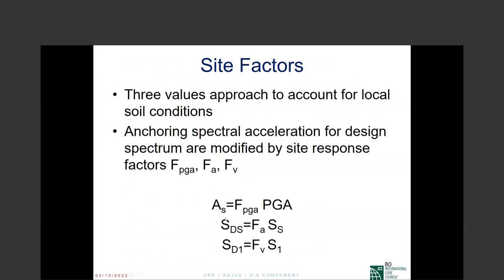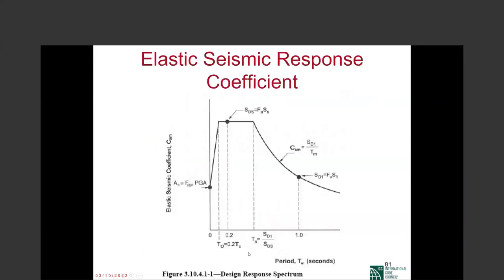So we have these values for the F sub PGA, and when we have the F sub A, this is for the acceleration, and this is for the velocity. We will be able to get S sub DS, and we will be able to get S sub D1, and these are the anchor points for the acceleration spectrum or for the site response spectrum.